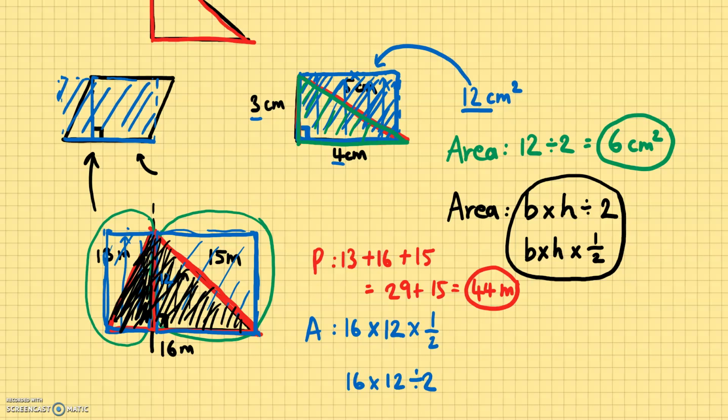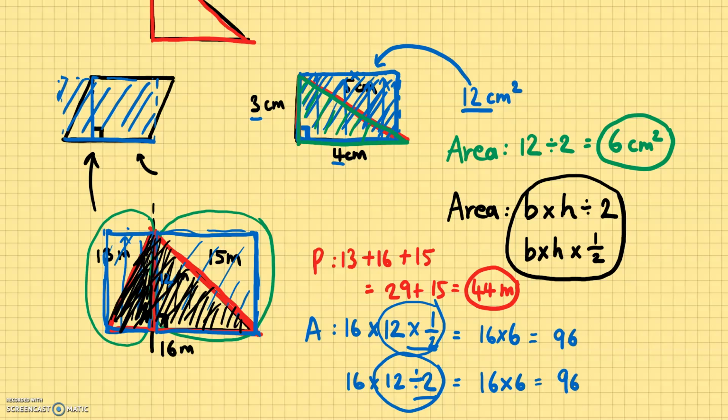It's easier if you do the times 1/2 or divide by 2 first, because that makes the number smaller. So 1/2 times 12 is 6, and you're doing 16 times 6 here. And 12 divided by 2 is also 6, so you're doing 16 times 6. So you notice you get the same answer. Doing times 1/2 and divide by 2, you get the same answer. And that would be 96. Both of these are going to be 96. The unit is meter squared. So that would be the area of the triangle here.